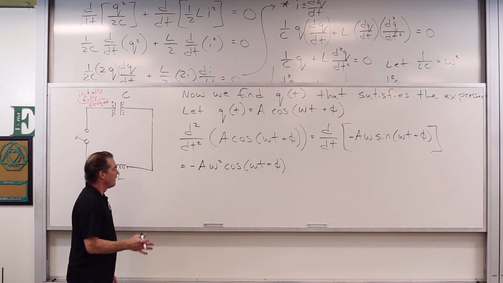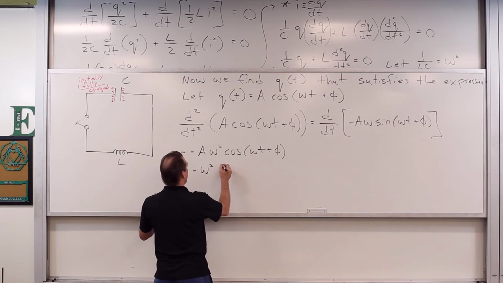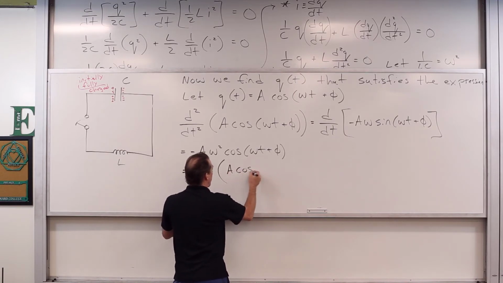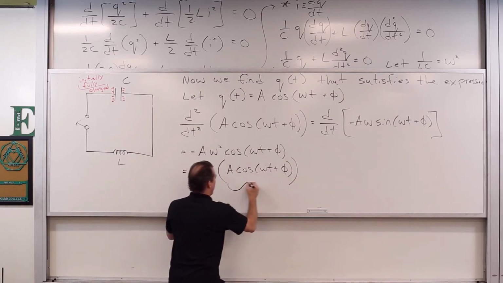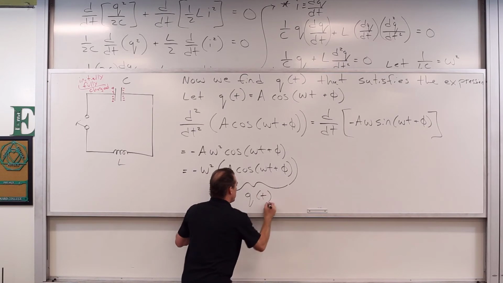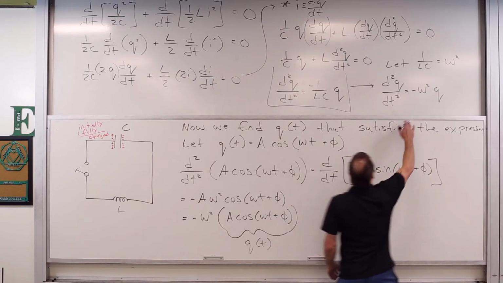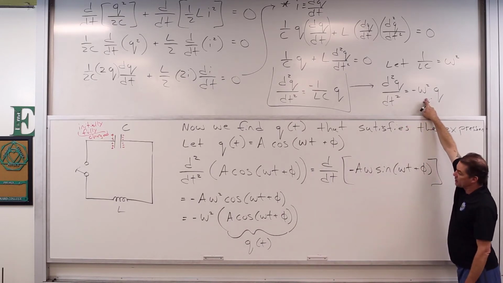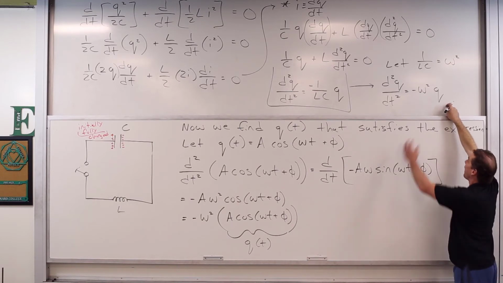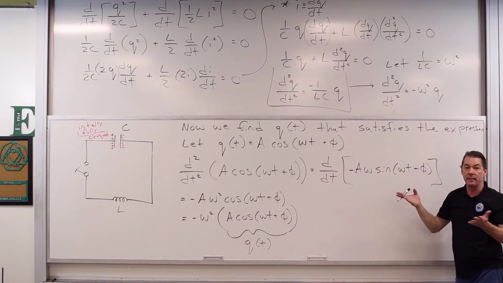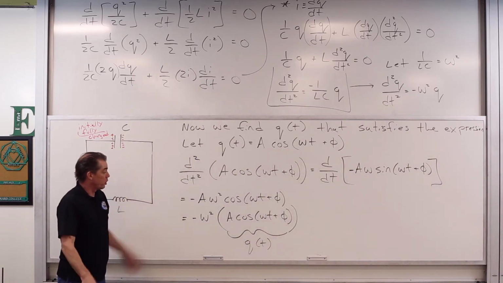What do we get? Well, let's write it like this. This is equal to negative omega squared multiplied by A times the cosine of omega t plus phi. This is what we said was Q of t. So what do we get? We get negative omega squared times Q. That's exactly what we said we need to satisfy. That expression satisfies it.